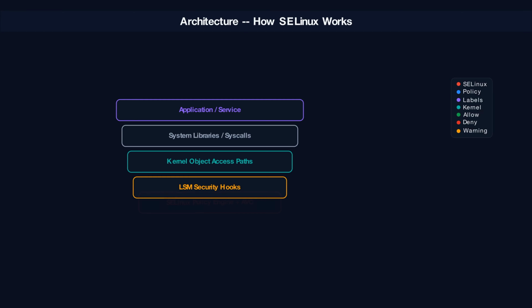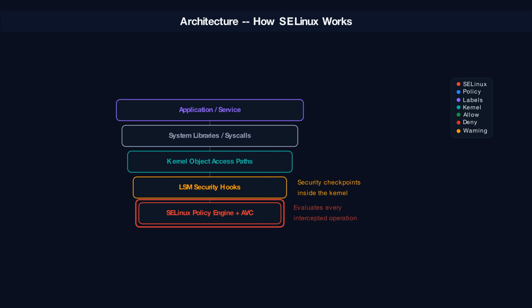Here is where SELinux enters the picture. The Linux Security Modules framework inserts security hooks into critical kernel paths. These hooks intercept operations before the kernel allows them. SELinux registers as a major LSM and evaluates every intercepted operation against its loaded policy.